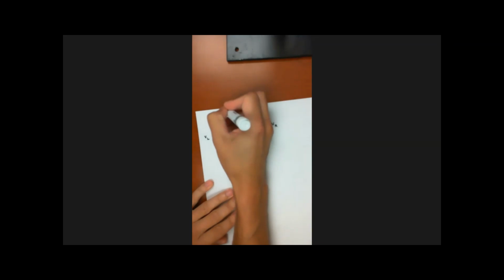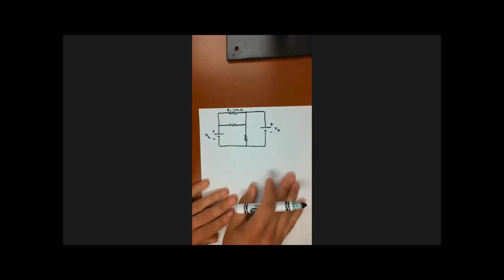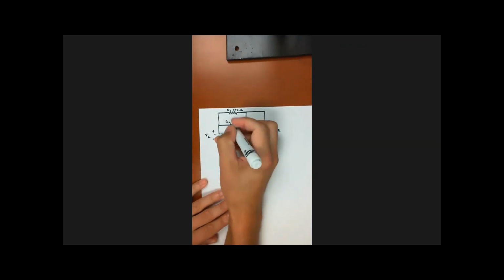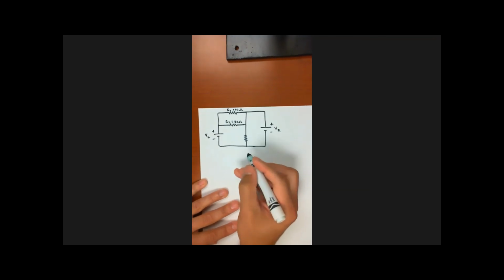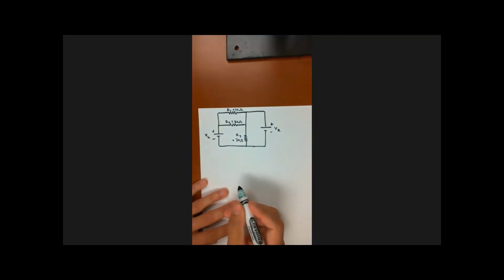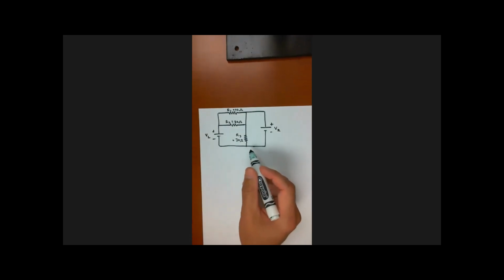So let's call this R1, and let's say it equals 10 ohms. And let's call this R2, and it equals 20 ohms. And let's call this R3, and it equals 30 ohms. I'm trying to keep the numbers pretty easy to work with, all right? And a couple more things I have to give you. You don't have enough information to solve the problem quite yet.